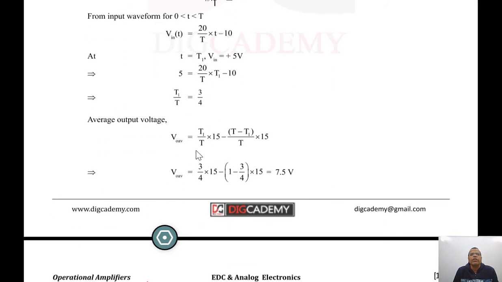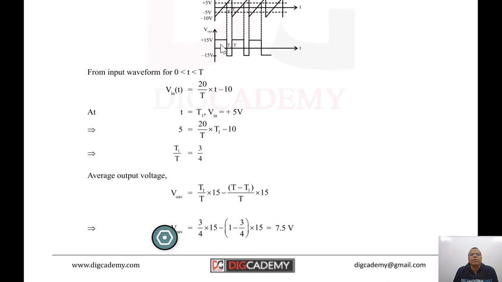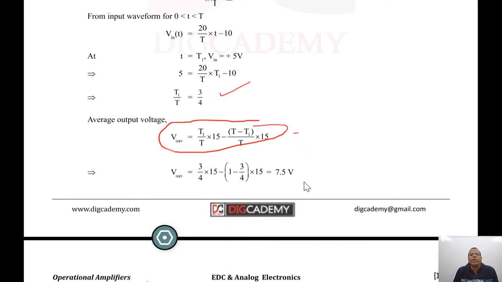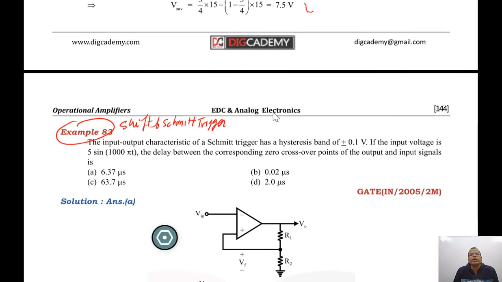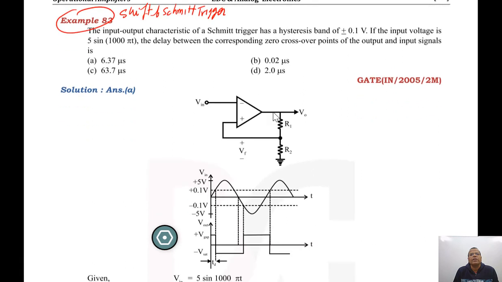The average value of output voltage is given by a simple mathematical expression: T1 upon capital T into 15, and (T minus T1) upon capital T into minus 15. This is the formula for average output voltage, and that gives me what T1 by T is, which we have already calculated as 3 by 4. So I am able to find my average output is 7.5 volt. You can try it yourself, but I have given you the approach to find the solution. Now again, let us find the next question.